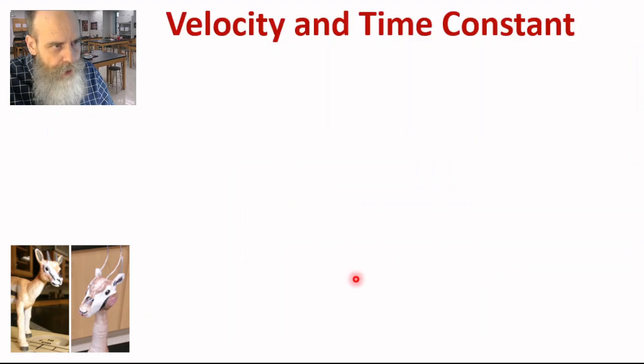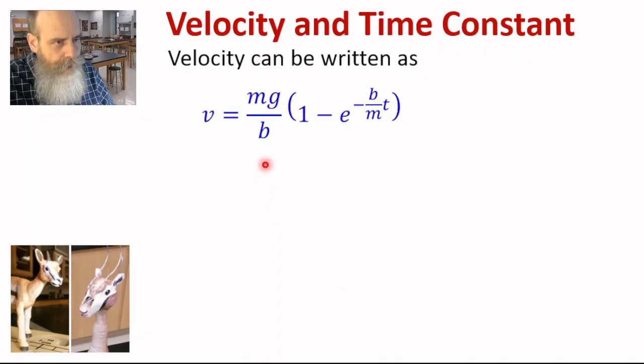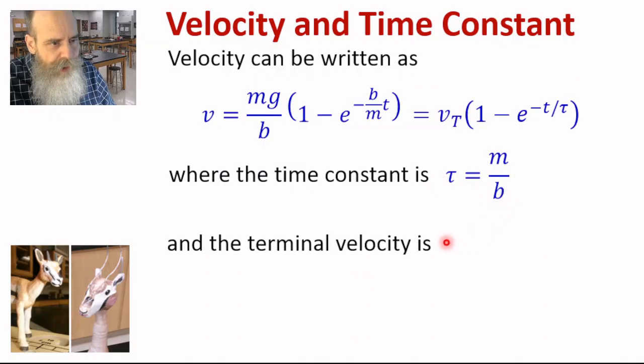Velocity and time constant. This is the velocity. Using the time constant, we can write it like this: Vt times 1 minus e to the negative t over tau, where Vt is the terminal velocity. Tau is m over b, Vt is mg over b.